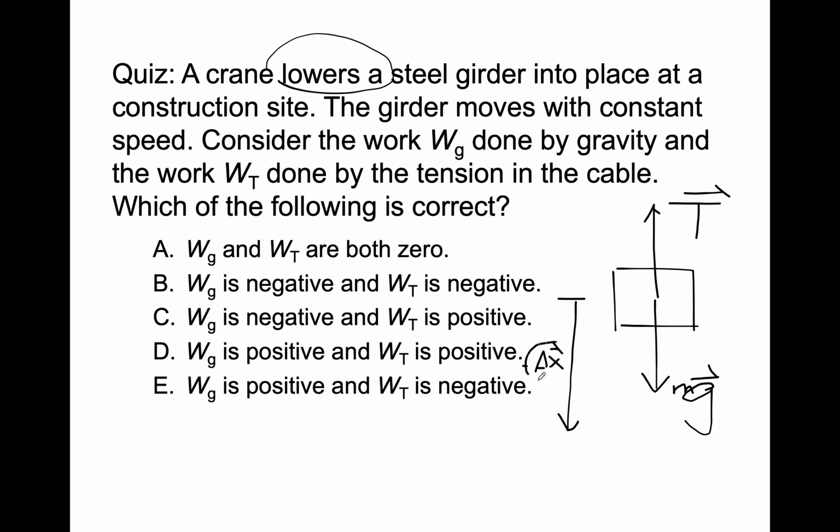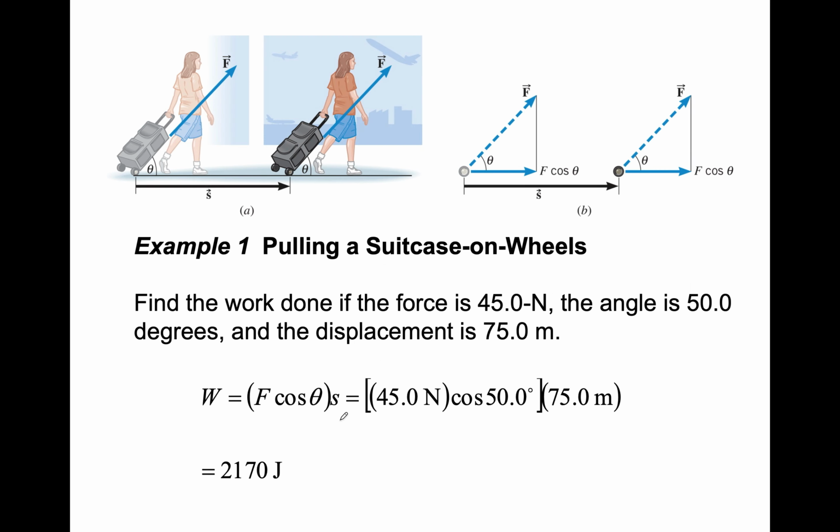So the angle between displacement and gravity is 0. So gravity should be doing positive work. Tension: displacement pointing down, tension pointing up, angle between them is 180 degrees. So do you think the tension is going to do positive work or negative work? Cosine 180 degrees is negative 1, right? So tension should be doing negative work. Answer is E.